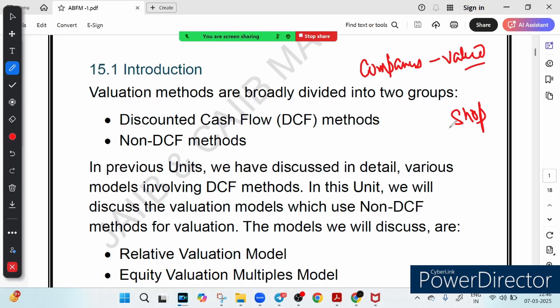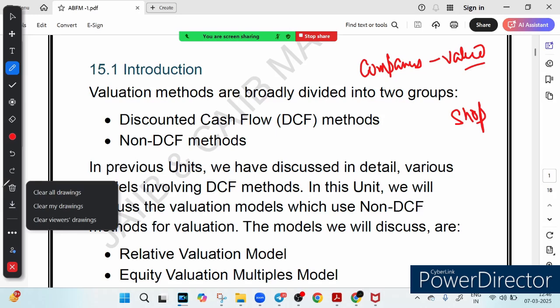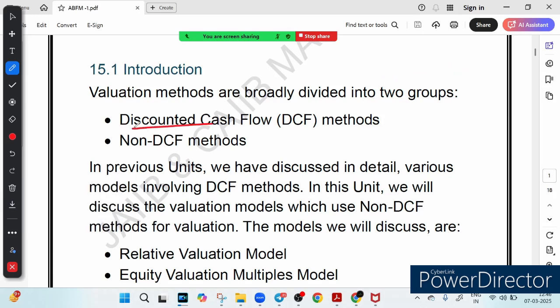So when it comes to valuation, there are two major ways to do it. The first is called DCF method, you can say discounted cash flow method, and the second is called non-DCF method. So what is the meaning of DCF method? DCF focuses on future earnings and cash flow. It's like saying how much will this shop earn in the next 10 years and what is that worth today. So if you see the cash flow over the next 10 years and you find the present value, that is what DCF is all about.